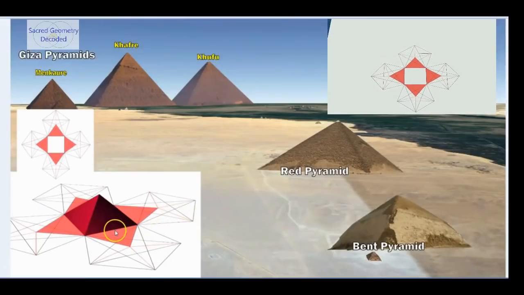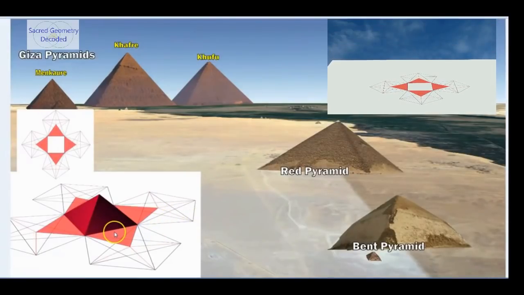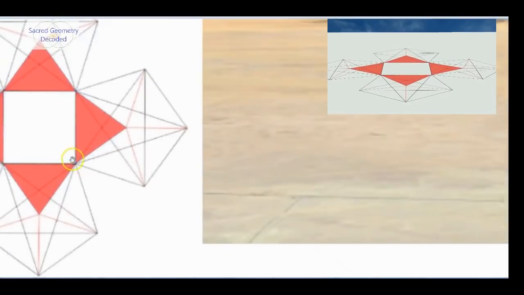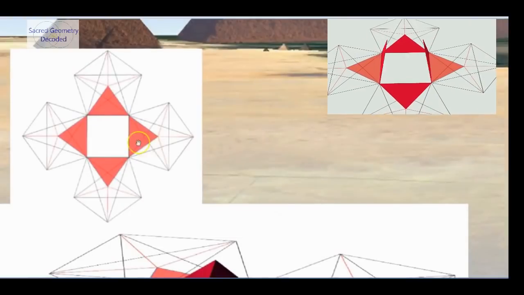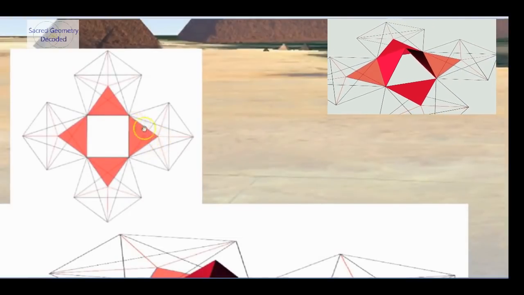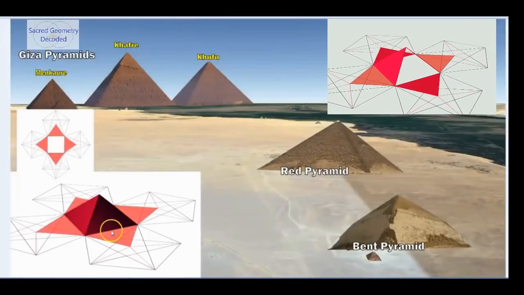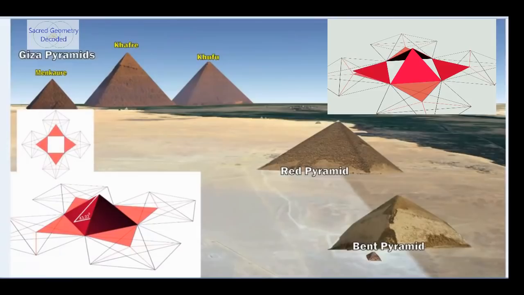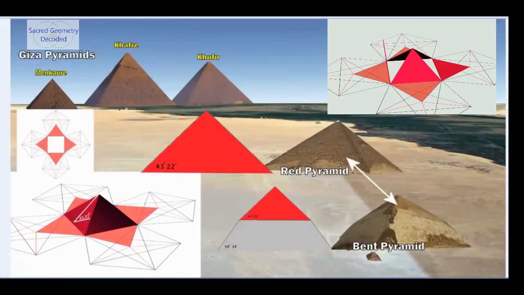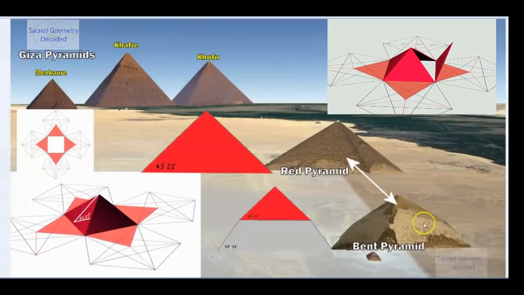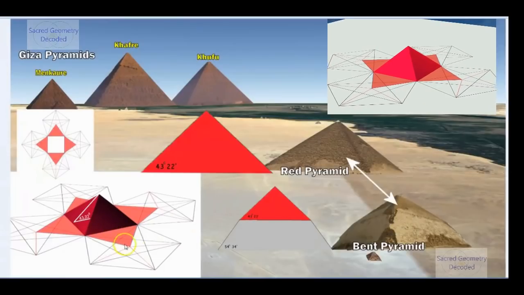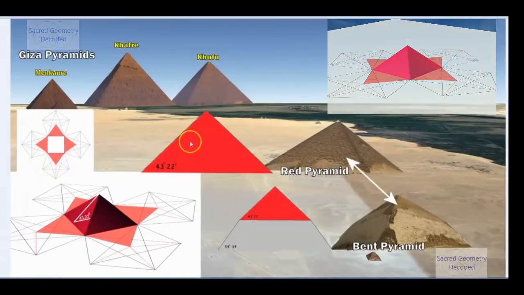Okay, so the red pyramid showed in animations how we have a series of pentagons, and if we fold up those red triangles, what we get is this pyramid, and that 43.22 degree slope angle describes both the bent pyramid and the red pyramid. So the top section of the bent pyramid is a pentagon, and the red pyramid itself is a pentagon.